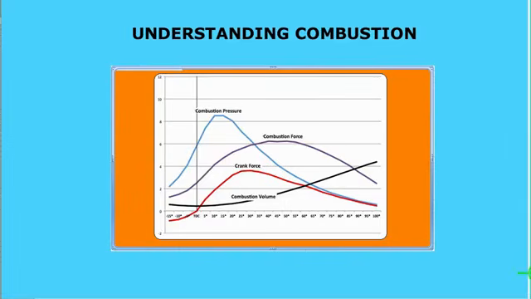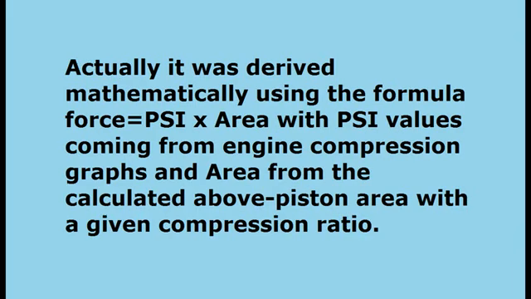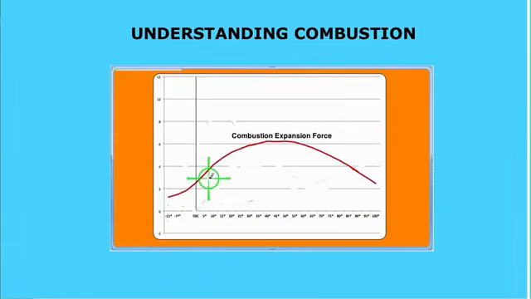This video is about engine combustion and how it relates to power with different changes of the squish band. This graph represents a general idea of how the combustion expansion force happens. As the gasoline burns, it expands due to heat, and that expansion is what pushes on the piston.